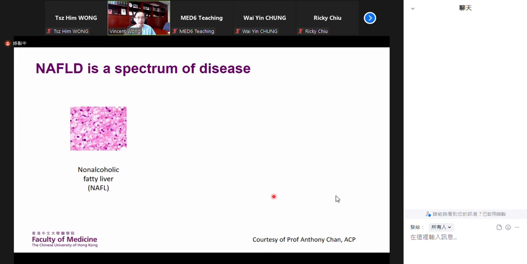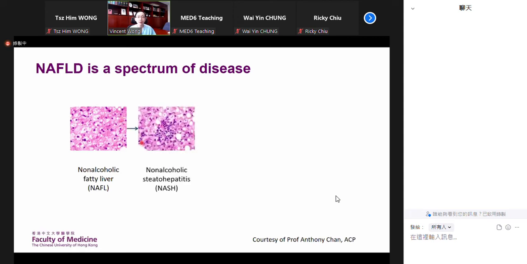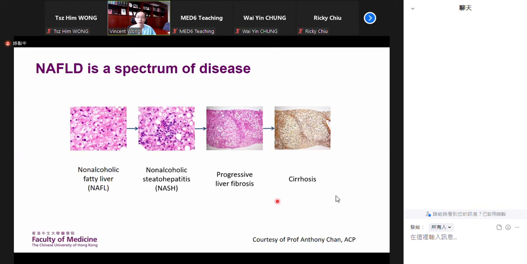Non-alcoholic fatty liver disease, or NAFLD, is a spectrum of disease ranging from non-alcoholic fatty liver, which some people call simple steatosis, when you only have fat in the liver without any necroinflammation or liver injury, and the patient is unlikely to develop liver complications. But 10 to 20% of all fatty liver patients may have non-alcoholic steatohepatitis, or NASH, and that is when you also have necroinflammation and tissue injury. Like all chronic liver diseases, if you have inflammation, you would have progressive liver fibrosis, and finally liver cirrhosis.